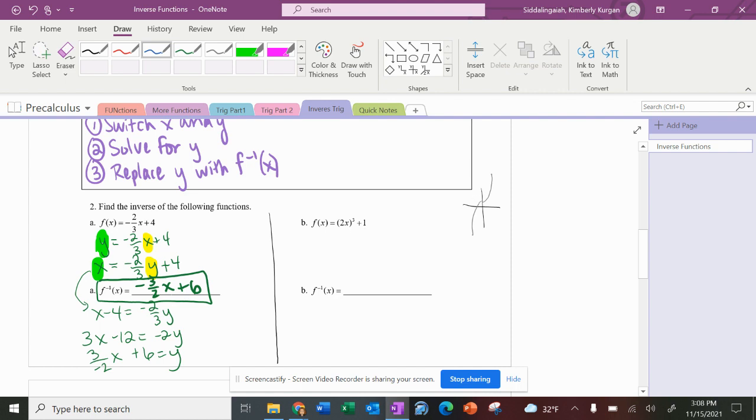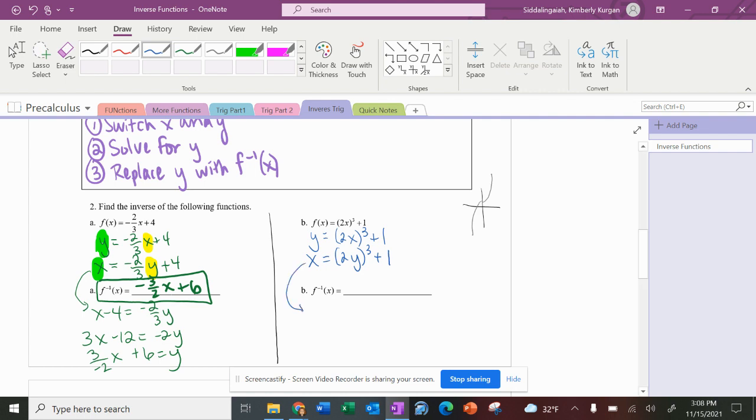Now that we've convinced ourselves that this would have an inverse, I'm going to rewrite this as y equals, just so I have a clear y. And now I'm going to switch where I've written x, I'm going to write y, and where I write y, I'm going to write x. So same step. And now I have to solve for y.